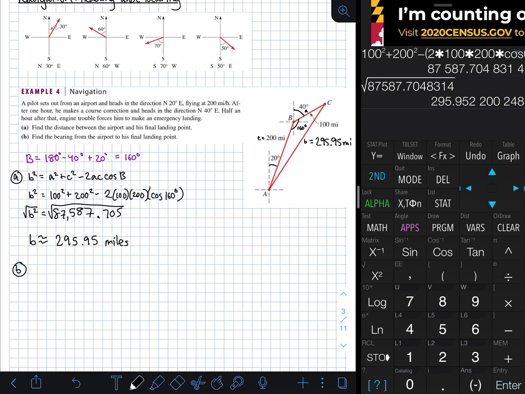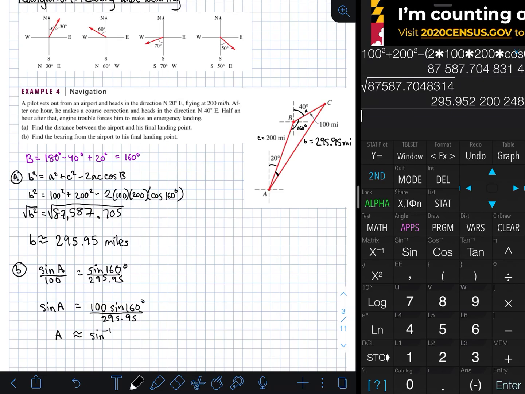Part B asks, find the bearing from the airport to his final landing point. So what we're looking for is this angle here, the angle A. We can use the law of sines here. Sine A over 100 equals sine 160, we can use B this time, over 295.95. Then sine A equals, multiplying both sides by 100, 100 sine 160 over 295.95. And then A equals the inverse sine of that.